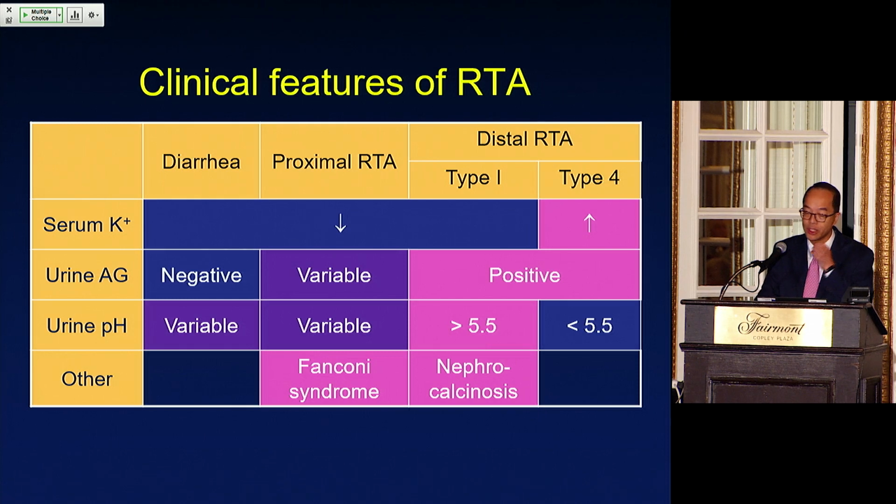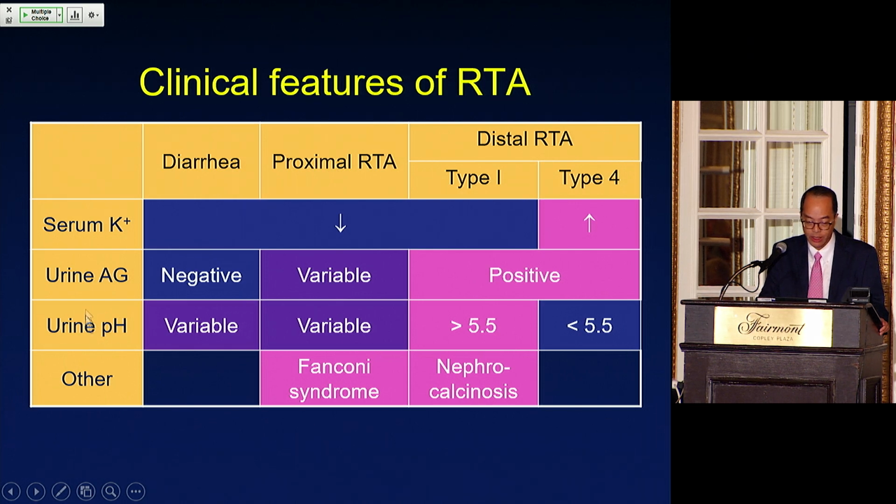So this gives rise to the clinical features of RTA that help you to distinguish between them. So the serum potassium, as I mentioned, is low in all of these conditions except hyperkalemic type 4. So that's pretty easy. The urine anion gap is positive in a distal RTA and negative in a diarrhea. Proximal RTA is complicated, so I put variable here, and we'll get to why it's complicated in a second. And this is often a cause of great confusion.